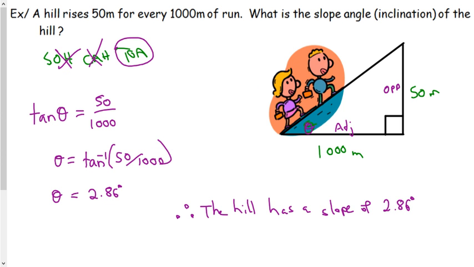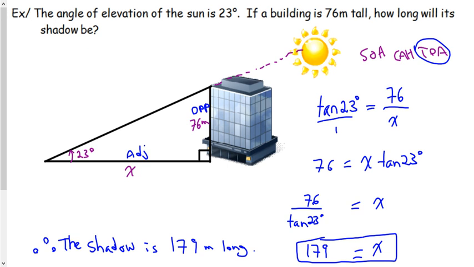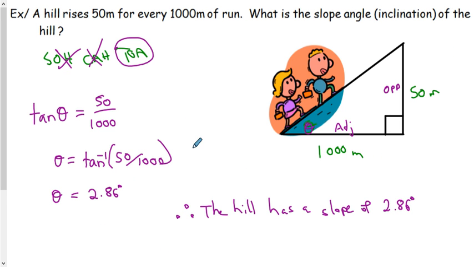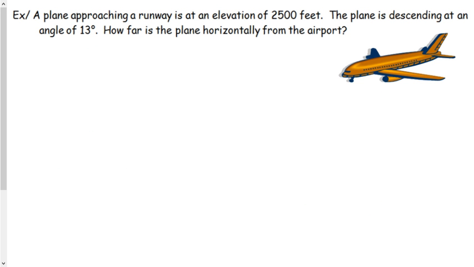Okay, so we've used this so far to find a side of a triangle, to find an angle, but of course they have context. Let's move on to an angle of depression question. So here we go. We got a plane approaching a runway at an elevation of 2,500 feet. The plane is descending at an angle of 13 degrees. So that tells me we're looking at an angle of depression. So let's work on my diagram here a little bit.